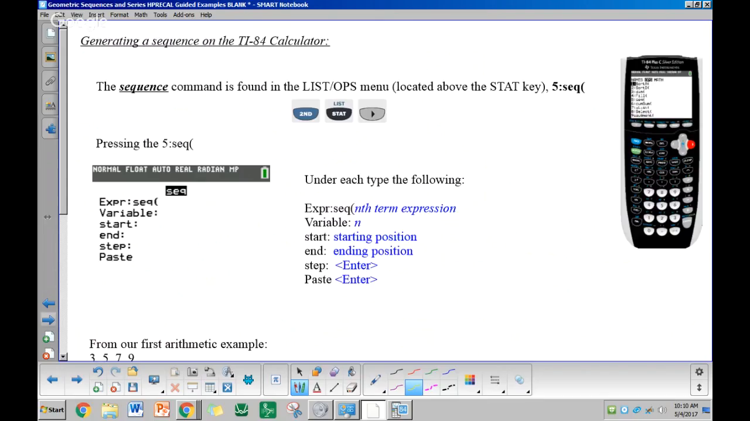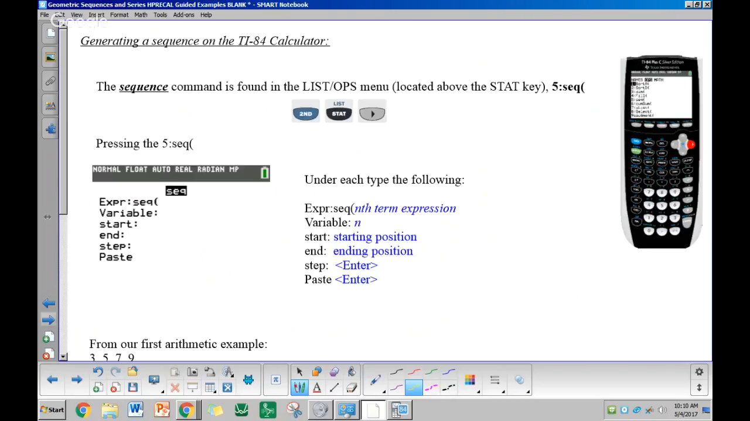Now, you guys hang on for the 89, okay? All right, so you type in your nth term expression, everybody got that? And then you're gonna type in n, because you gotta tell the calculator what the variable is. And then where are we gonna start? Position 1? Is n represented? We're gonna start with position 1.